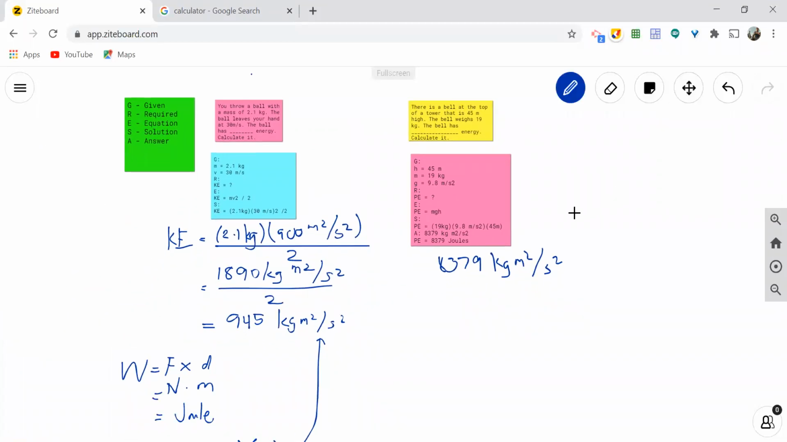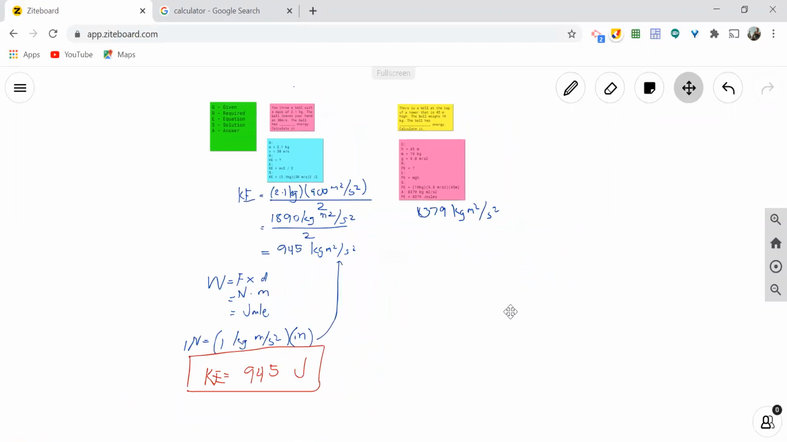Okay, all in all, here we have our problems for kinetic and potential energy. Hoping that you have learned in our lesson. Thank you and God bless.